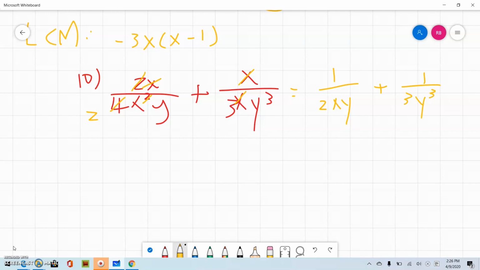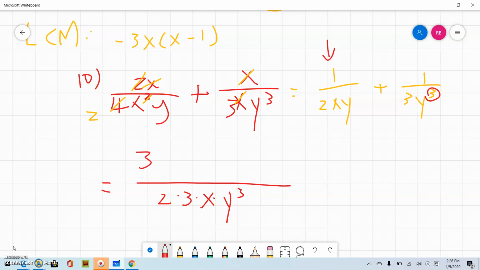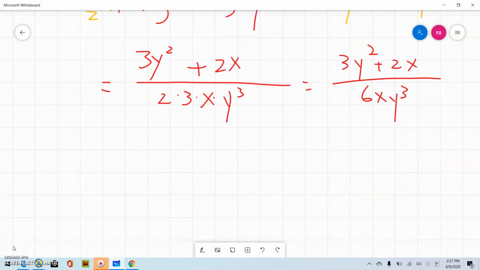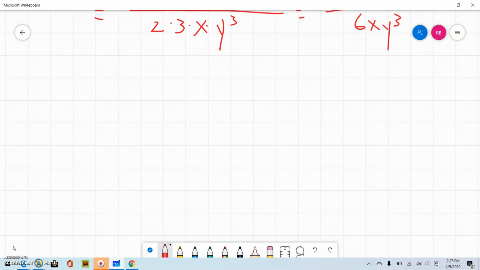So then I need to find the LCM, and LCM would be 2 times 3 times x times y cubed, right? Because y has the highest power is that. So then the first fraction still needs 3 and y squared, and then the second fraction is missing 2 and x. So my answer is 3y squared plus 2x over 6xy cubed. Even if you don't start by simplifying your fractions in the beginning, after you solve everything and you simplify, you will get the same answer.